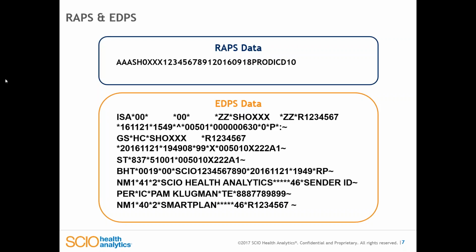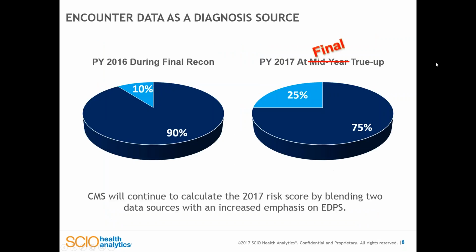On the bottom, it's very, very different. This is not, what I say, not even the equivalent. It's the equivalent of the first line, the AAA record in a RAPS, but you can see that the two have absolutely nothing in common. On the RAPS data, if you know what position your information is in, you can easily discern it. There's no way that you can do that on the bottom. So let's talk about why it is critical that you understand these differences and make sure that you do EDPS as complete and correct as possible.